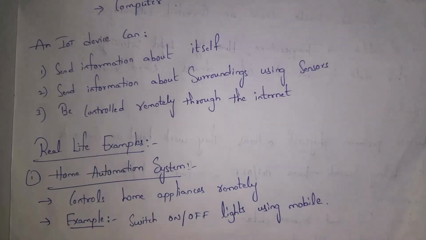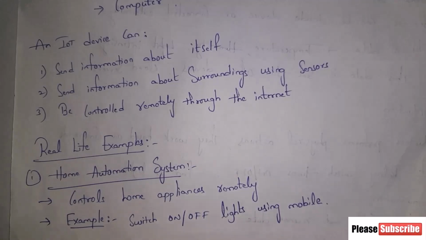I will explain some real life examples. And the first one is home automation system. Guys, for example, if you consider home appliances like smart TV, smart fans, smart doors, etc., we can control all these devices using IoT. For example, I will switch on light by using my mobile. So this is example of IoT.